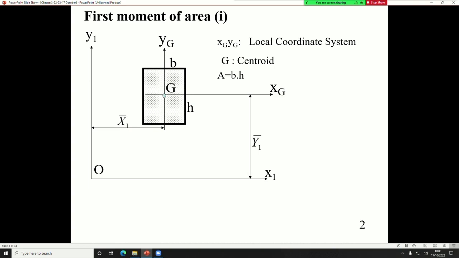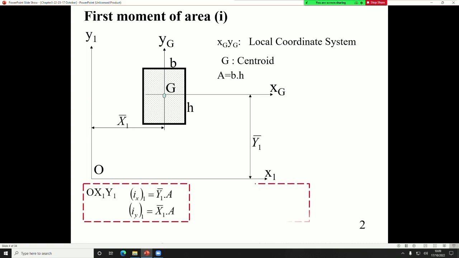By definition, the first moment of area of this section with respect to the x1 axis is equal to the area multiplied by this perpendicular distance. The first moment of area of this section with respect to the vertical axis, the y1 axis, is the area multiplied by this perpendicular horizontal dimension. So this is the first moment of area with respect to the x1 axis and the y1 axis.